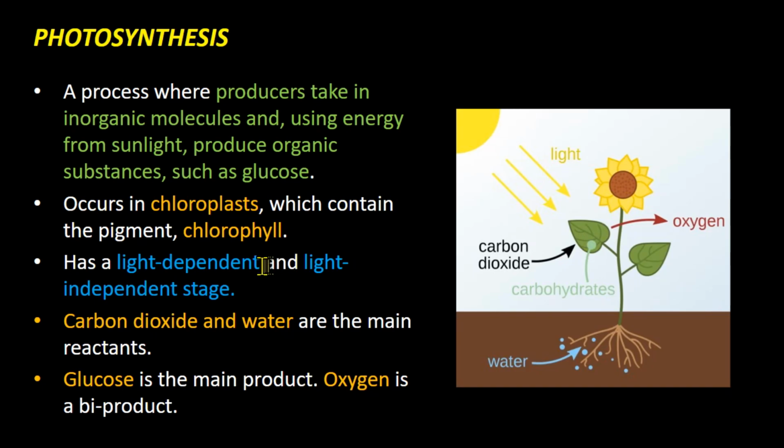Photosynthesis has a light-dependent and light-independent stage. Basically, the light-dependent stage requires sunlight, the light-independent stage doesn't require sunlight. Carbon dioxide and water are the main reactants, and glucose is the main product, and oxygen is diffused out of the leaves, and that is a byproduct.